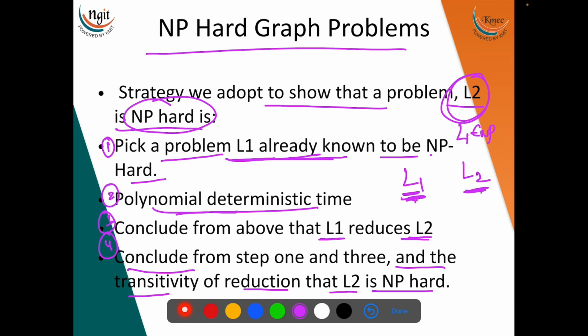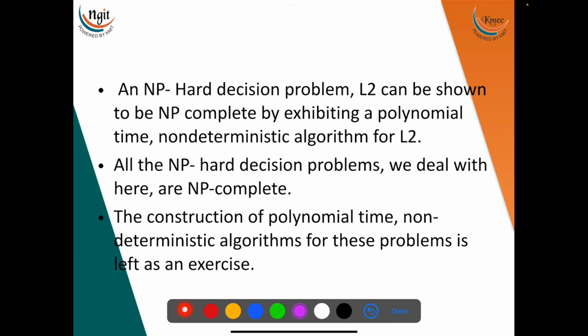hard. What is transitivity of reduction? If L1 belongs to NP hard, the property of transitivity of reduction is that L2 also belongs to NP hard, because you found the instance in polynomial deterministic time from L2 to L1, such that now L2 also belongs to NP hard. So we will take one thing and we will prove that.